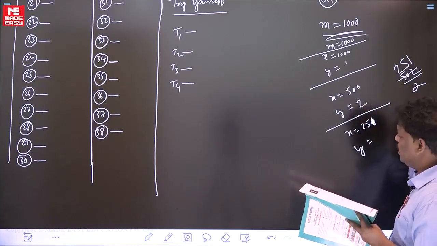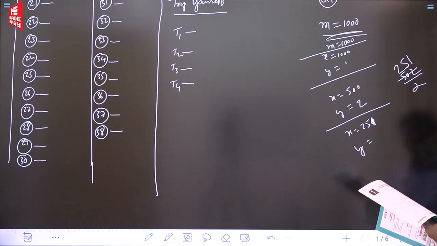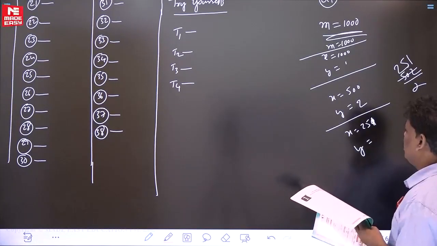It will become 500. Y is equal to M by X. What is the answer? 1000 by 500, which will go to 2.